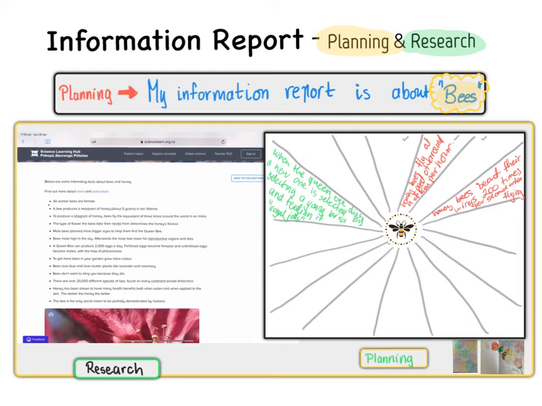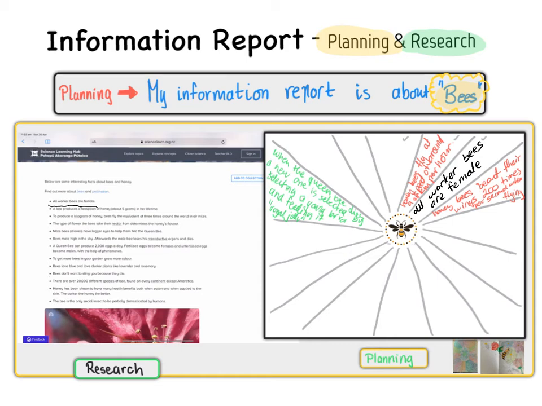Okay, so I read this first one. All worker bees are female. I'm going to write that down because I think that's interesting. All worker bees are female. I don't need to reword that because it's such a small, short fact.